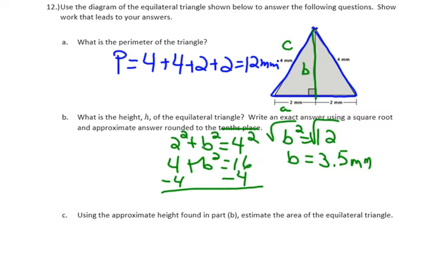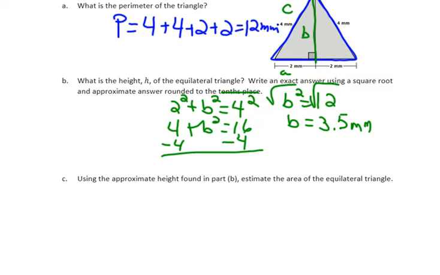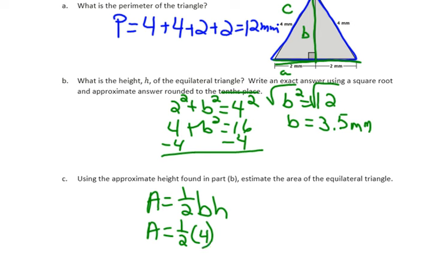Well, now they want us to go through and figure out what the area is. So it's kind of like the problem above, but this time I'm finding area. So now I know the base of the whole triangle is 4, and the height we just figured out is 3.5. So my area is about 7 millimeters squared. And I did that on the calculator, half times 4 times 3.5.